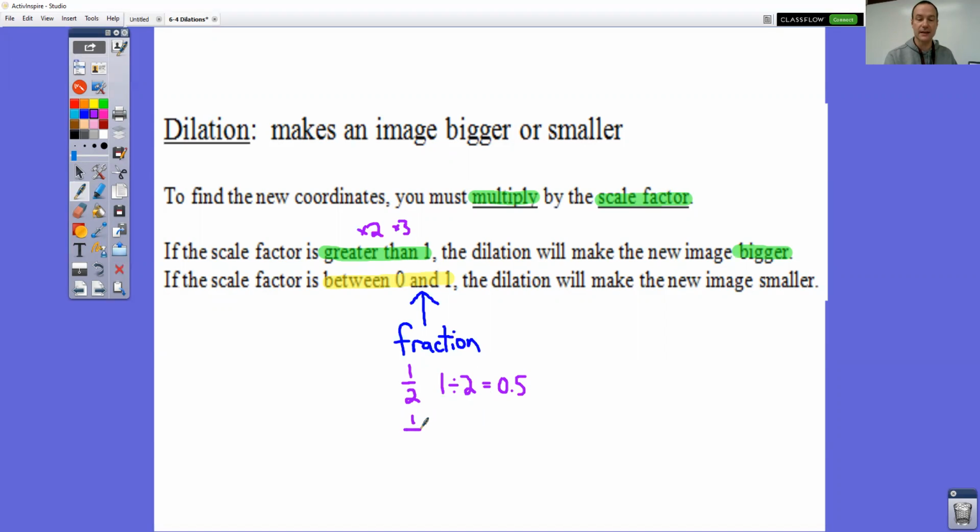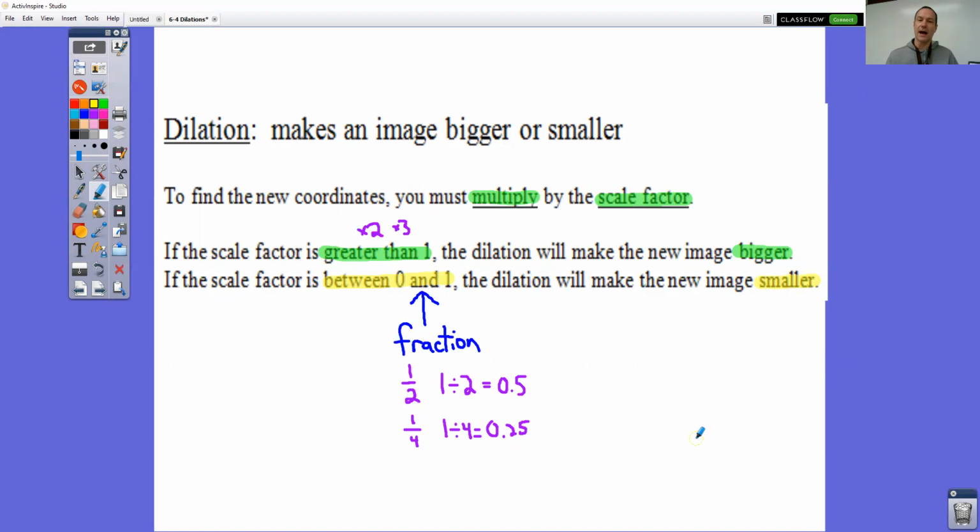Maybe you have a scale factor of 1/4. You would have to do 1 divided by 4. 1 divided by 4 is 0.25. Anytime that you're multiplying by a decimal, you're going to get a new image that is smaller than the original.